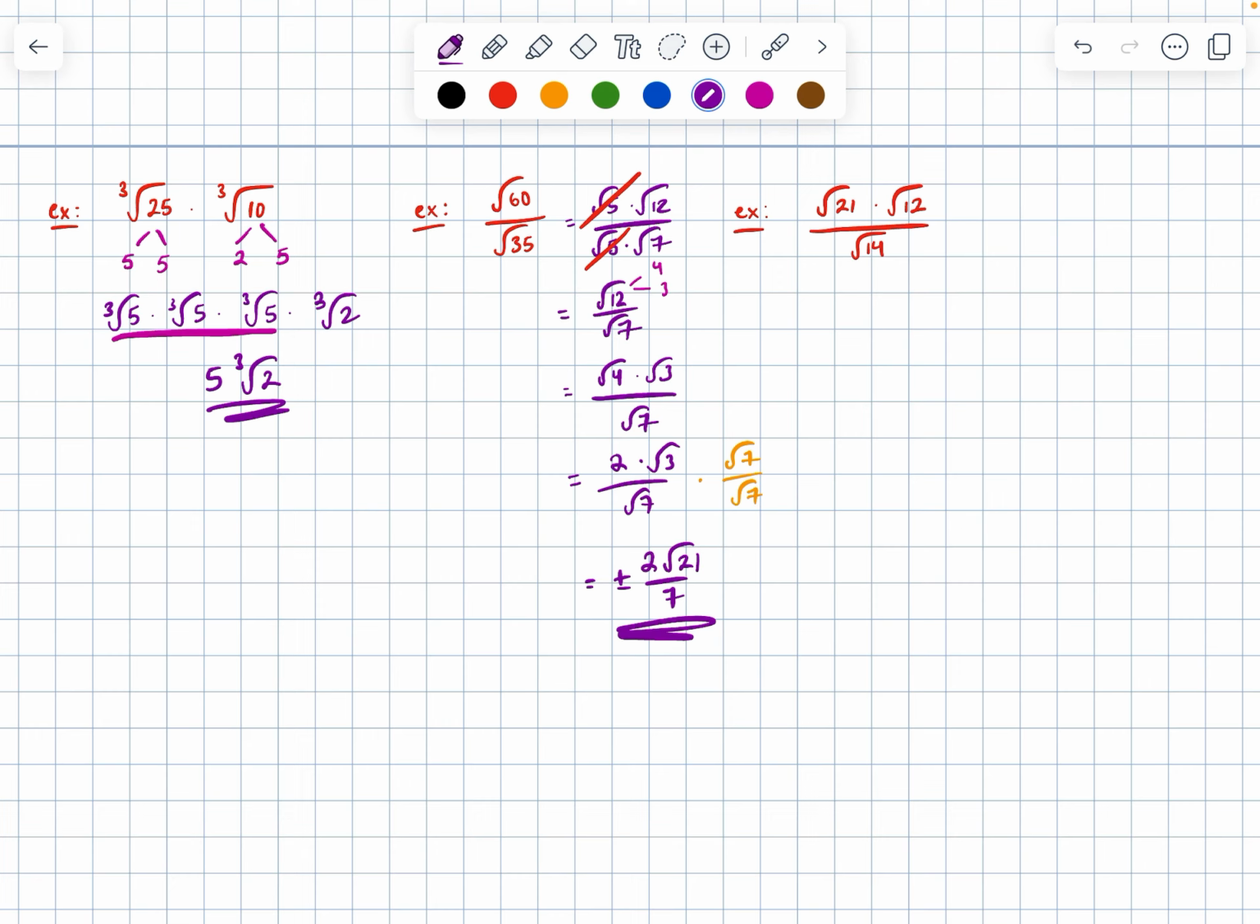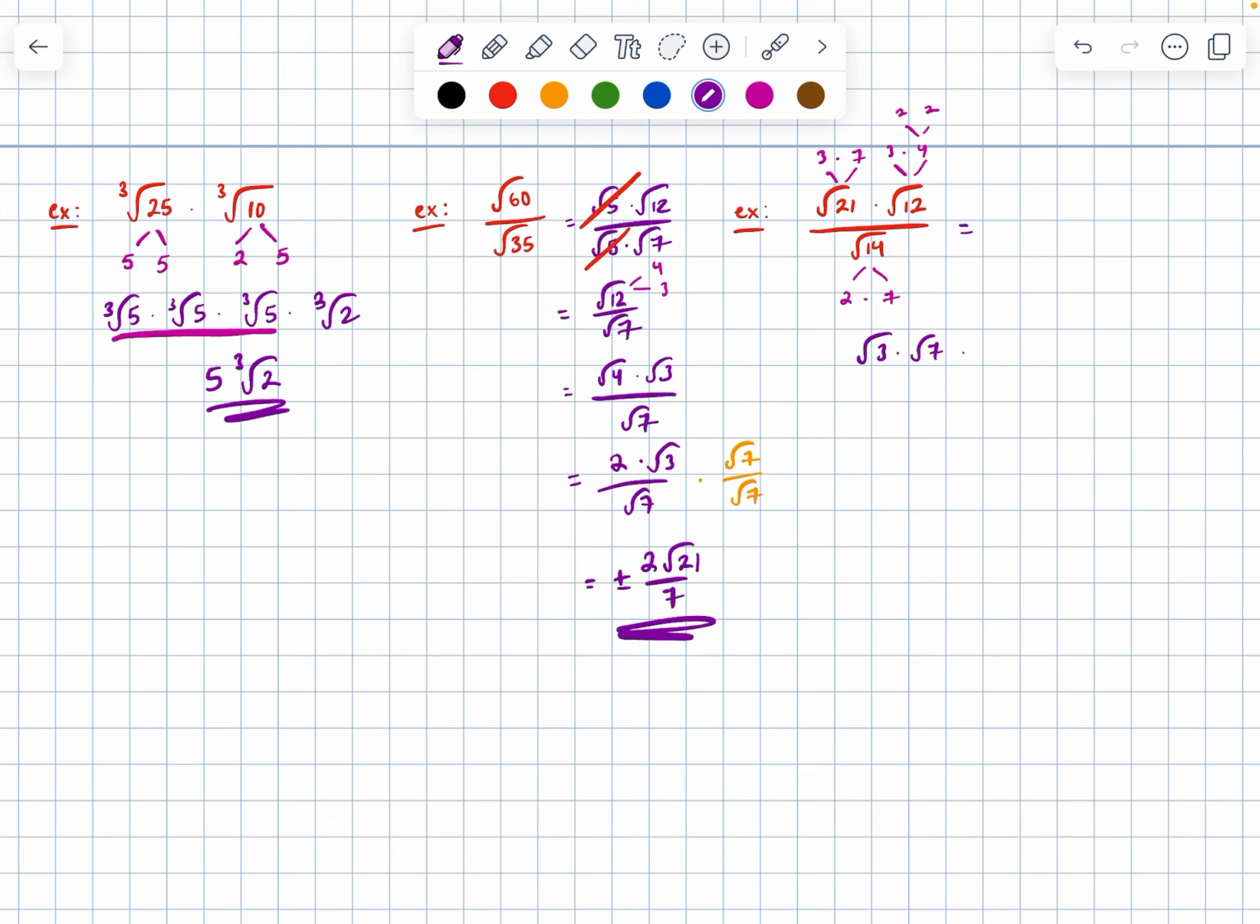Same thing here for root 21 times root 12 over root 14. When in doubt, let's break it down. Now, I know that 21 is 3 times 7, 12 is 3 times 4, and 14 is 2 times 7. So I'm going to even take that 4 and break it down further, right? 4 is 2 times 2. So I can now take this guy and rewrite it.